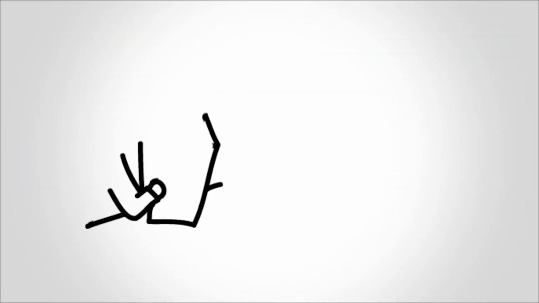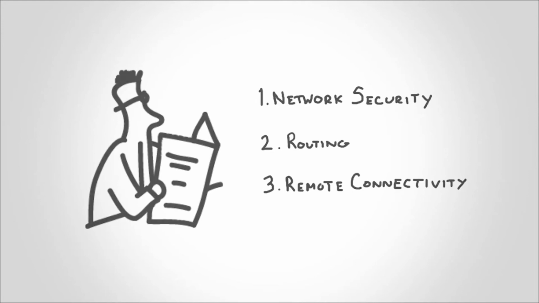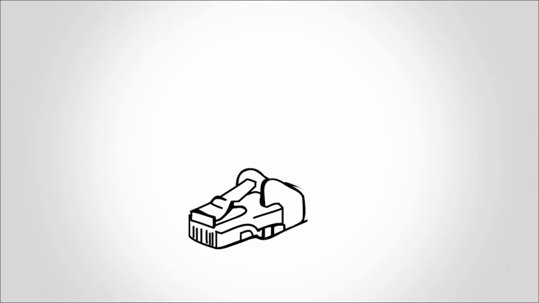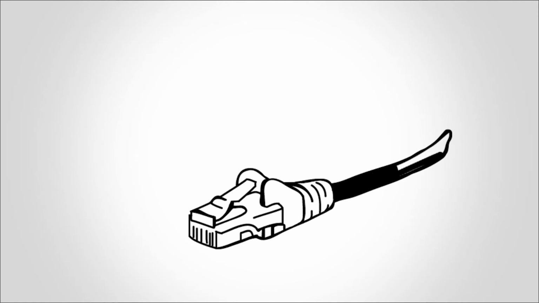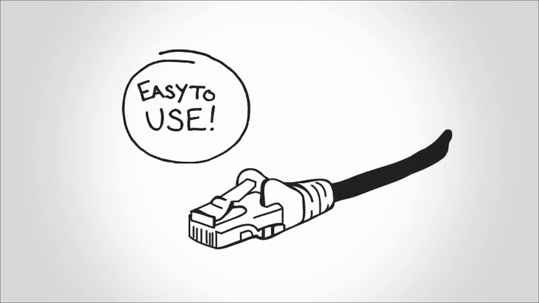Remember, all three functions, network security, routing, and remote connectivity, can be used a la carte, independent of one another, or in combination with one another. The mGuard is easy to use and includes web-based management with no special software needed. Drop-in protection for PCs and non-PC devices like PLCs, IOs, HMIs, and more. And push-button VPN to remotely connect to your machines.